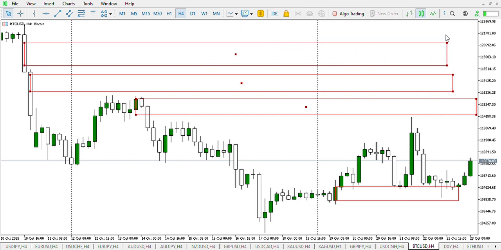Plan your trade, trade your plan, and most importantly, manage your emotions and risk.